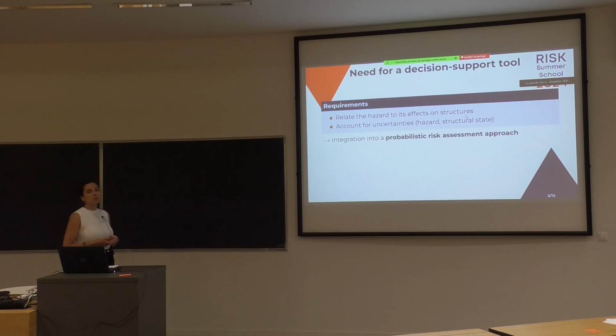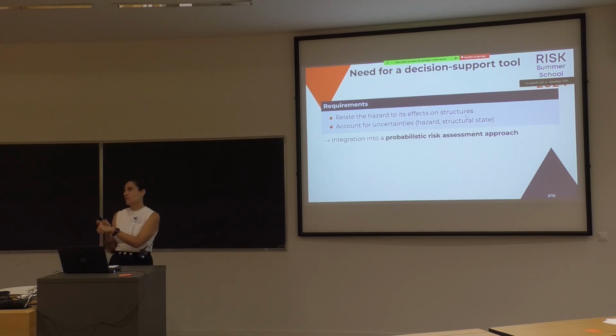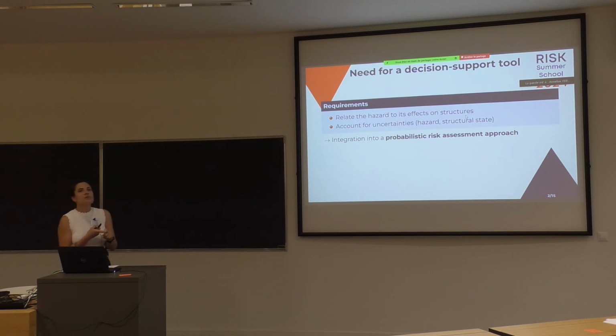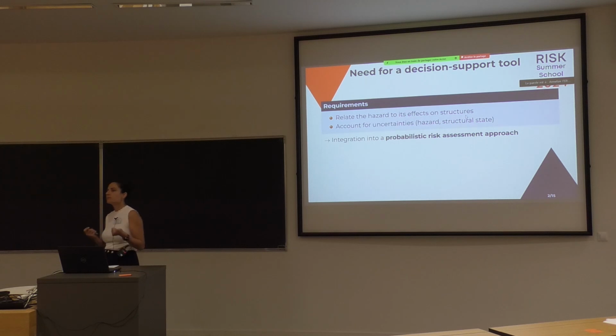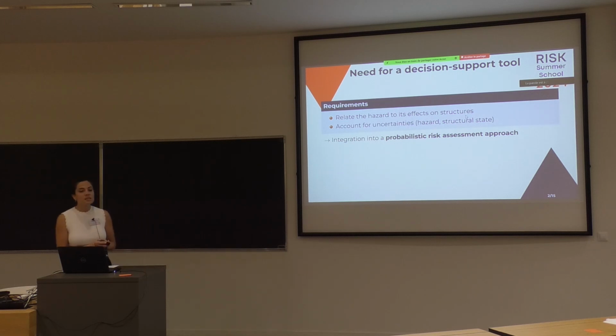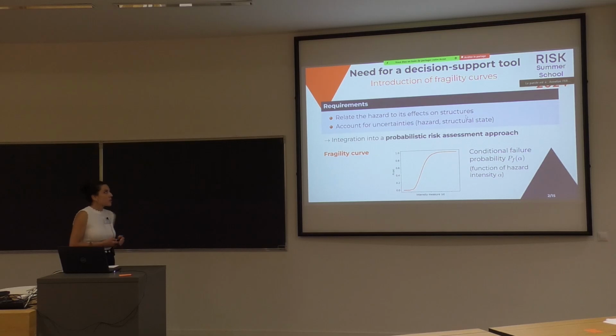We need a decision support tool that matches some requirements. So we need to relate the hazard to its effects on structures. And we also need to account for uncertainties regarding the hazard, and also uncertainties as regards the structural state, because we are talking about existing and aging structures. And this tool needs to be integrated into a probabilistic risk assessment approach. So the answer is the fragility curve.